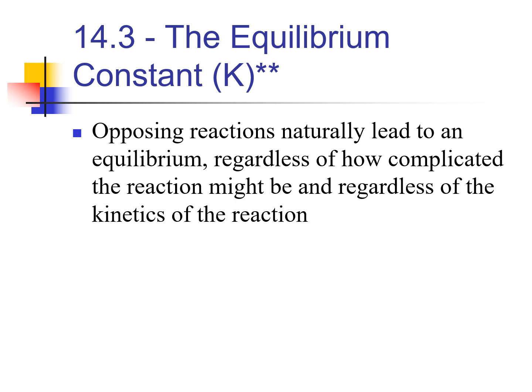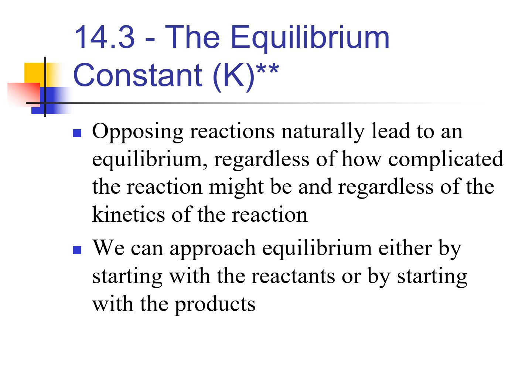So, anytime we have reversible reactions, this will inevitably lead to an equilibrium. Regardless of how complicated the reaction is, regardless of the kinetics, regardless of how many steps it is, if you have a reversible reaction, equilibrium will occur. And that means that we can approach equilibrium either by starting with the reactants or by starting with the products.